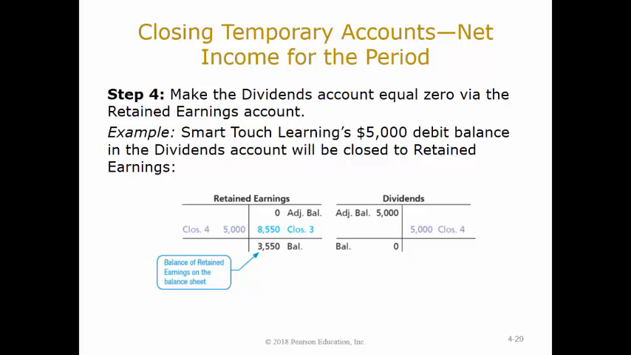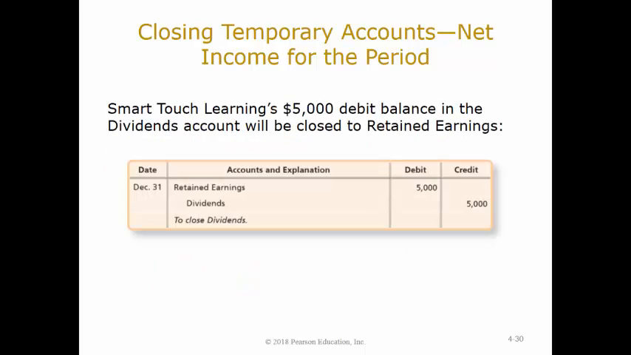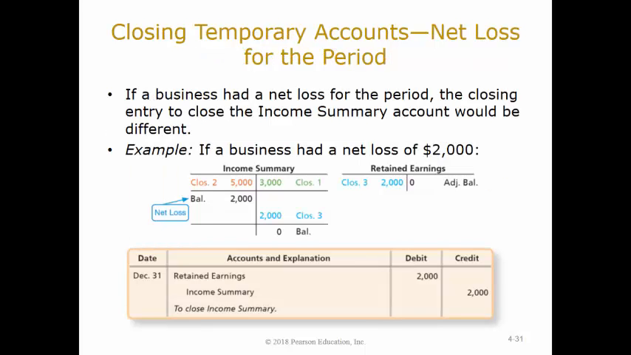Example, Smart Touch Learning's $5,000 debit balance in the dividends account will be closed to retained earnings. It will be closed with a debit to retained earnings and a credit to dividends. If a business had a net loss for the period, closing entries 1, 2, and 4 would be similar to those completed for net income. However, the closing entry to close the income summary account would be different.